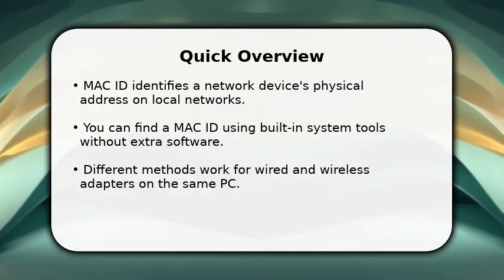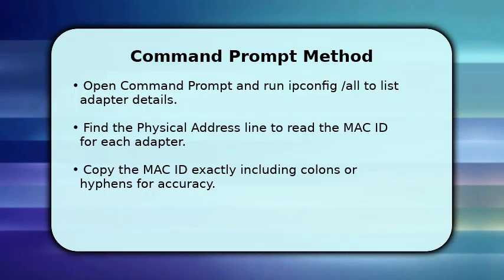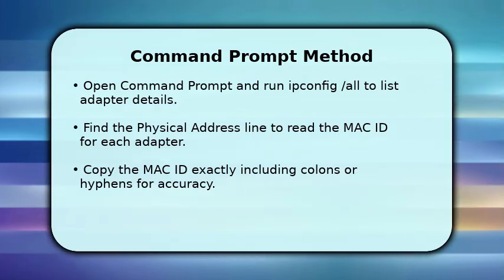Open Command Prompt and type ipconfig /all to reveal detailed adapter information so you can find the MAC ID lines. Look for the physical address entry next to the adapter you need and copy it exactly, including any separators. If multiple adapters appear, identify which one is Ethernet or Wi-Fi by name. This method is fast and works on most Windows PCs without needing admin-only tools.